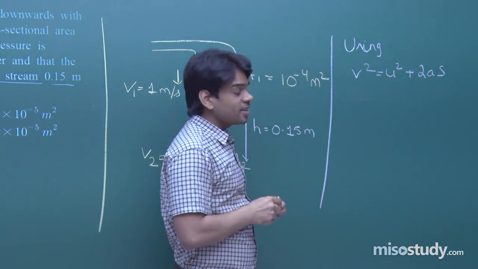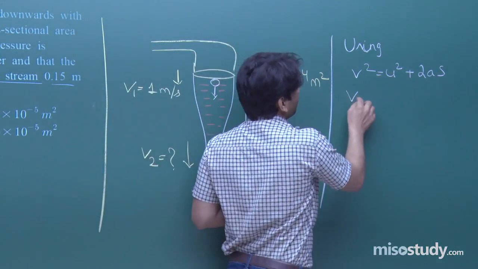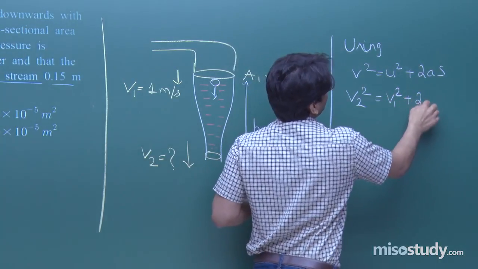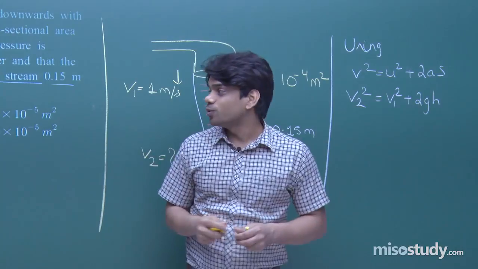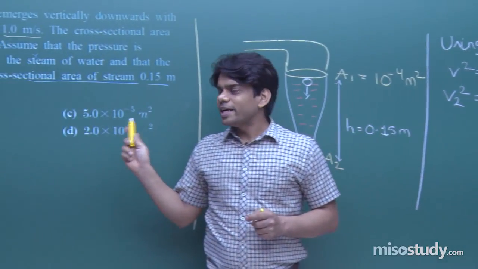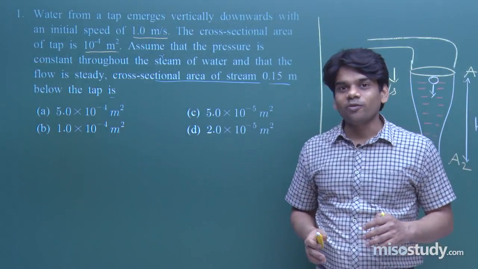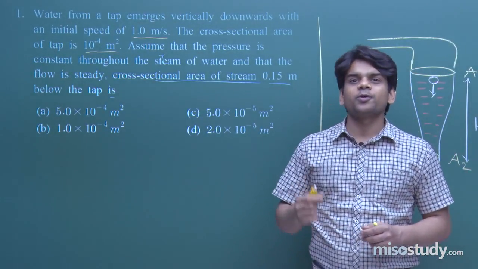So in this case, final velocity will be V2. Let's write here V2 whole square is equal to V1 whole square plus twice of GH. So we can evaluate the value of V2. So one formula will let us get the value of V2. And after this, what we can do? We can use the equation of continuity. We can equate A1 V1 equals to A2 V2.